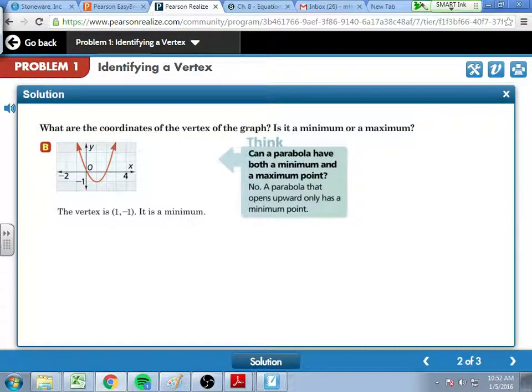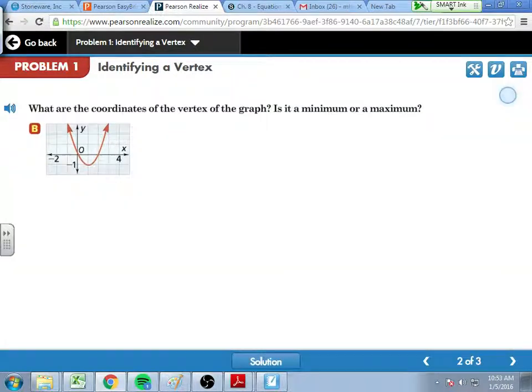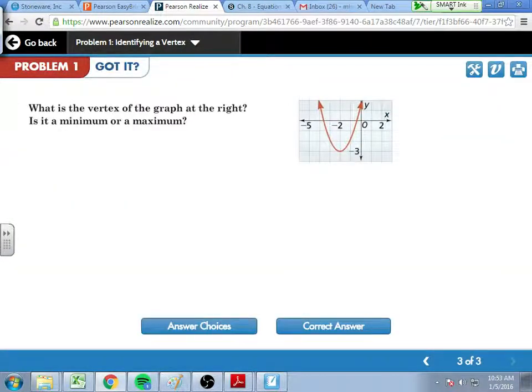Because that's where the parabola goes from going down to going up. Okay, fine. Class, the third one, the vertex is -2, -3. Now you will also then be asked if it's a maximum or a minimum.